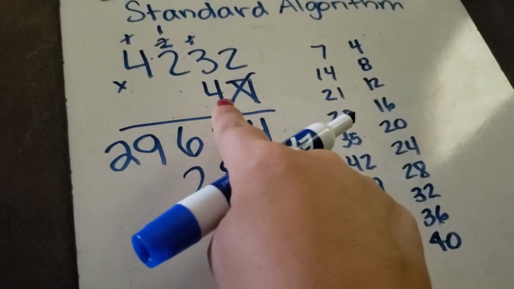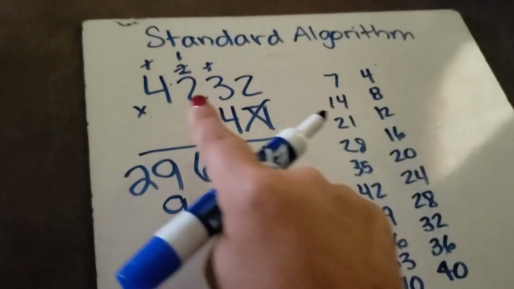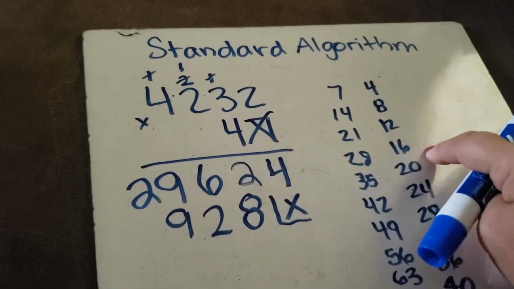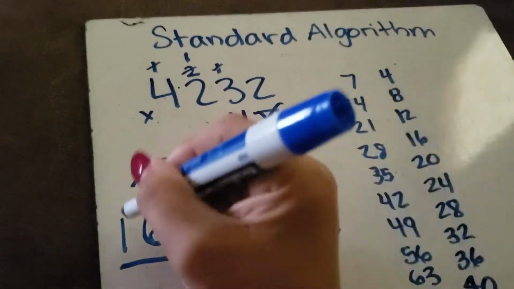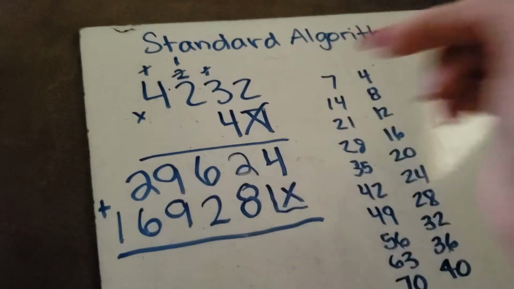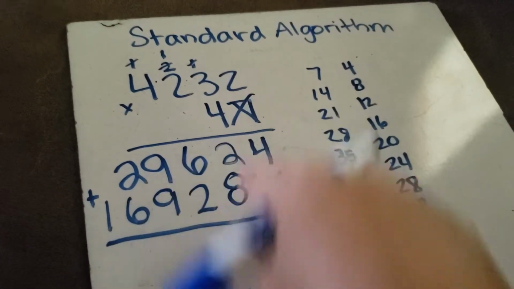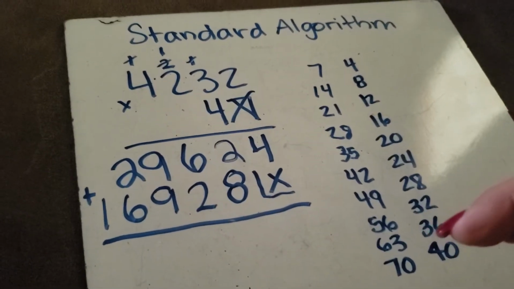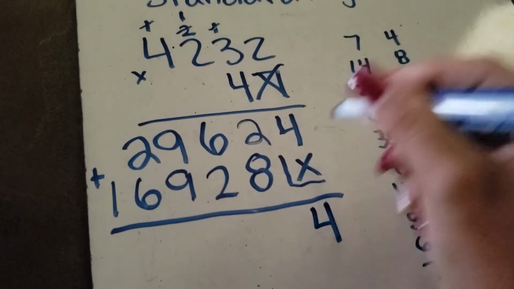2 times 4 is 8. Plus 1 is 9. 4 times 4 is, and I would let them do this, 16. And I am now done because every one of these numbers has already interacted with this 4. Now all I have to do is add. So whenever I add these numbers together, I'll get my final answer of, see, this is 4.